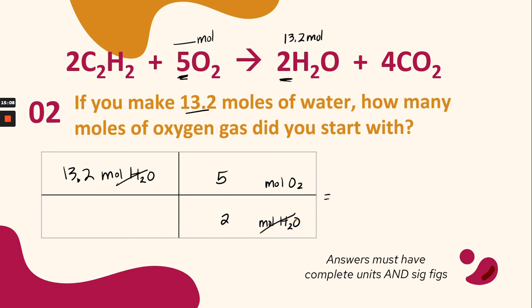So again, we multiply across the top and we divide by the bottom. Now this one's interesting because my calculator gave me 33 exactly, but for sig figs, I need 1, 2, 3 numbers. The way I fix that is I just add a 0.0 to the end. Okay. This would be moles of O2.